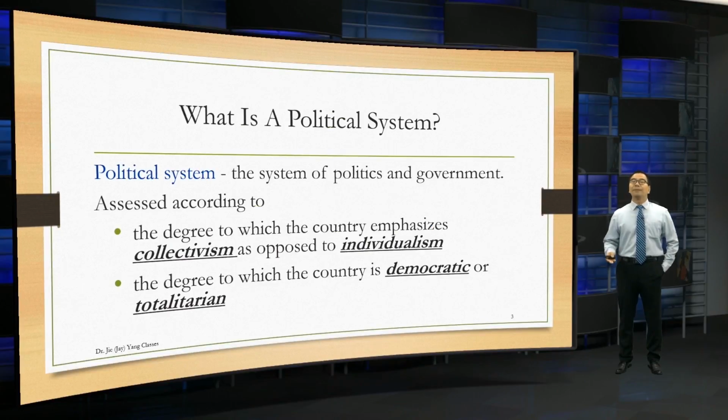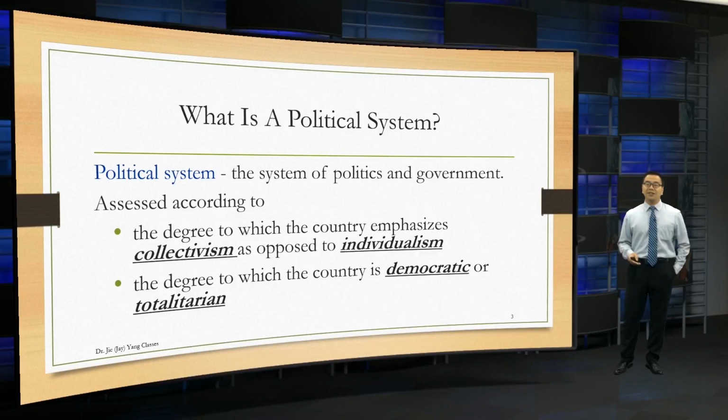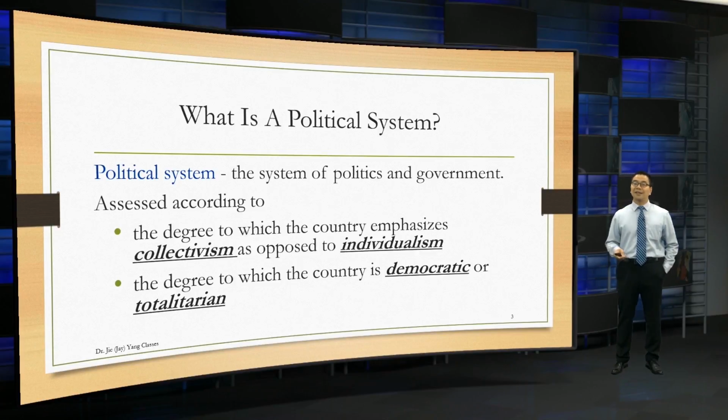So let's start with the political system. What exactly is a political system? By definition, a political system refers to the system of politics and government. In general, a political system can be assessed or categorized by two dimensions. The first dimension is the degree to which the country emphasizes collectivism as opposed to individualism. The second dimension is the degree to which the country is democratic or totalitarian.